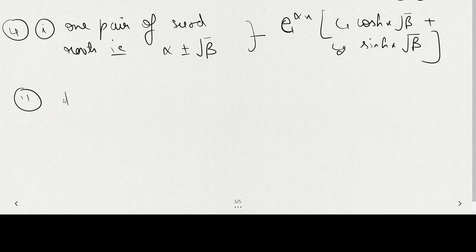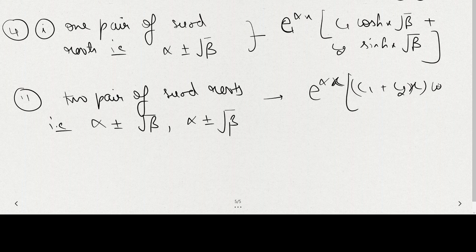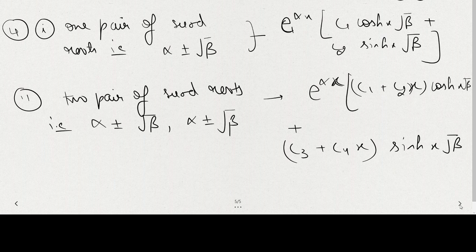Second, if you have two pairs of equal surd roots, that is alpha plus minus root beta and alpha plus minus root beta, both the same, then you will write e^(alpha x) multiplied by ((c1 plus c2 x) cosh(x root beta) plus (c3 plus c4 x) sinh(x root beta)). So these are the rules for that.